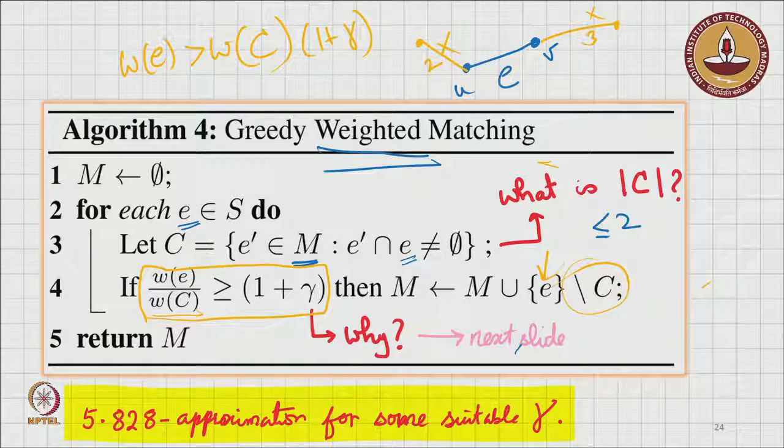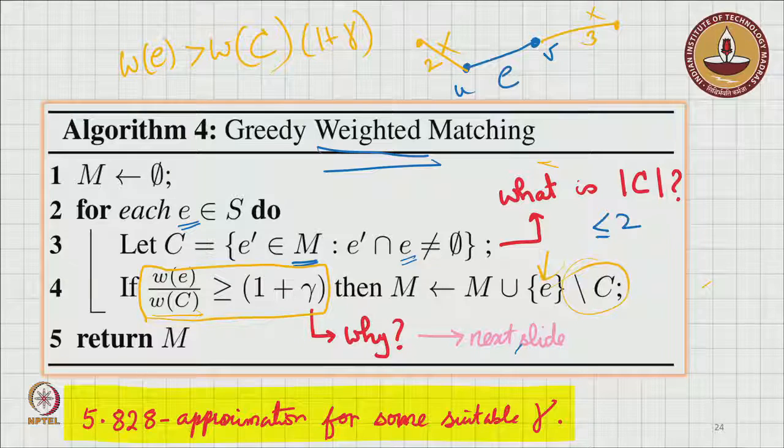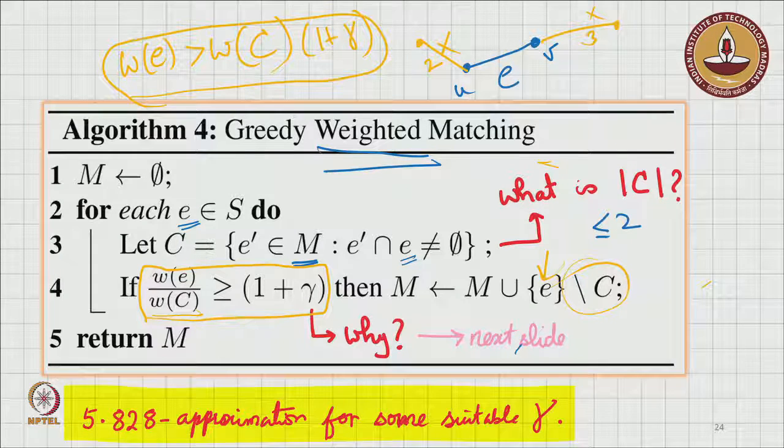And there's a little bit of analysis. With that analysis, you can show, for the right choice of the parameter gamma, that this algorithm will actually be a 5.828 approximation. So now let's revisit this condition. Okay. Why did we even have to add this 1 plus gamma? Why not just include an edge whenever it is better than the current competing set of edges, the set C?